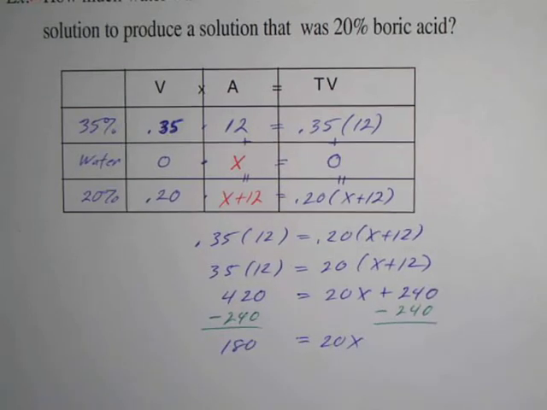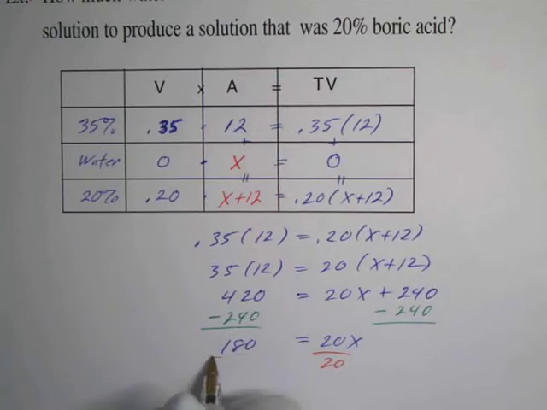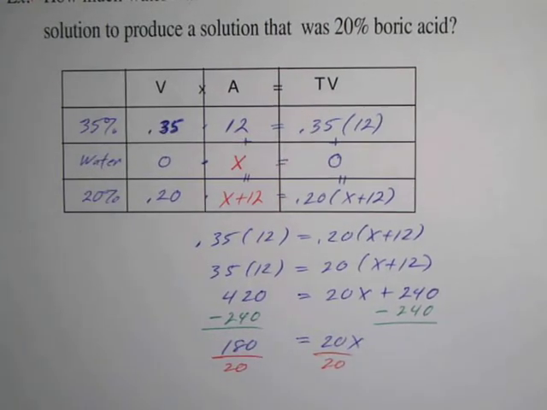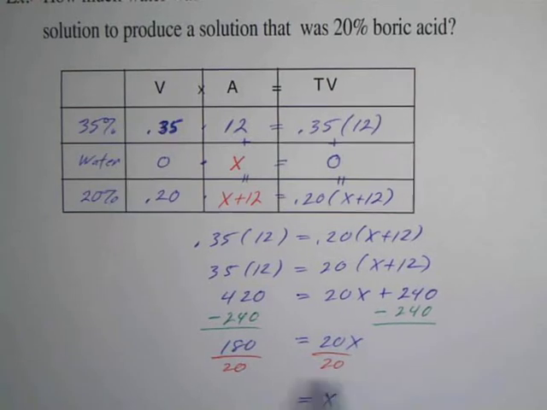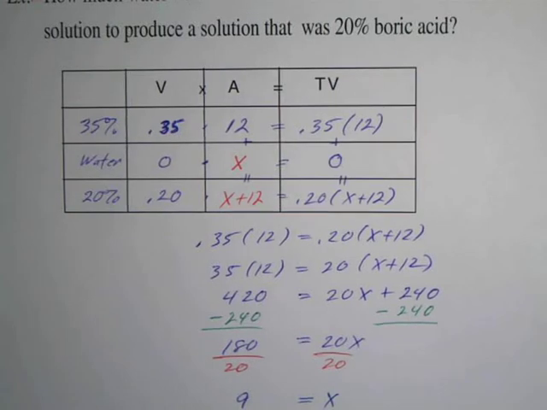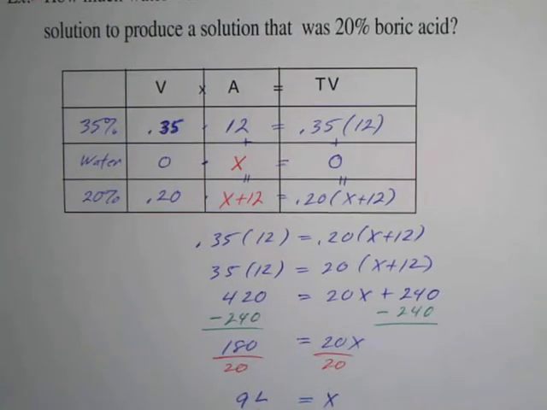Then if I divide both sides by 20, X equals, and it goes in there 9 times. And that's going to be 9 liters. So that's how much I have to add.